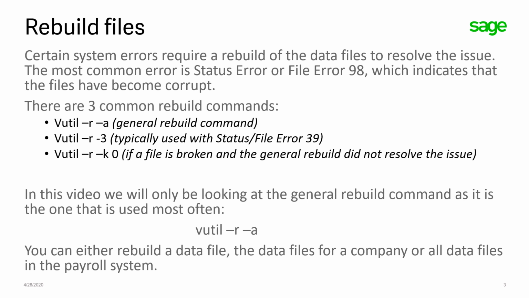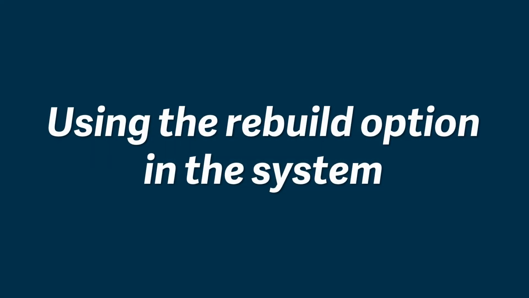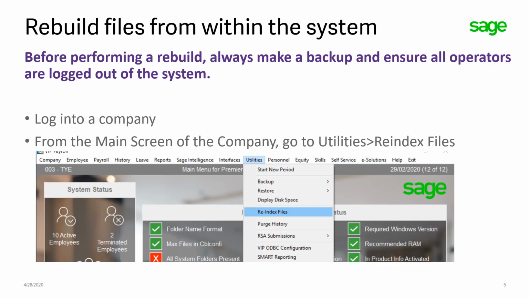You can either rebuild a data file, data files for a company, or all data files in the payroll system. There are three ways in which you can rebuild files. You can either do it from within the system, use command prompt, or create a shortcut. The first one we will be looking at is how to rebuild files from within the system.